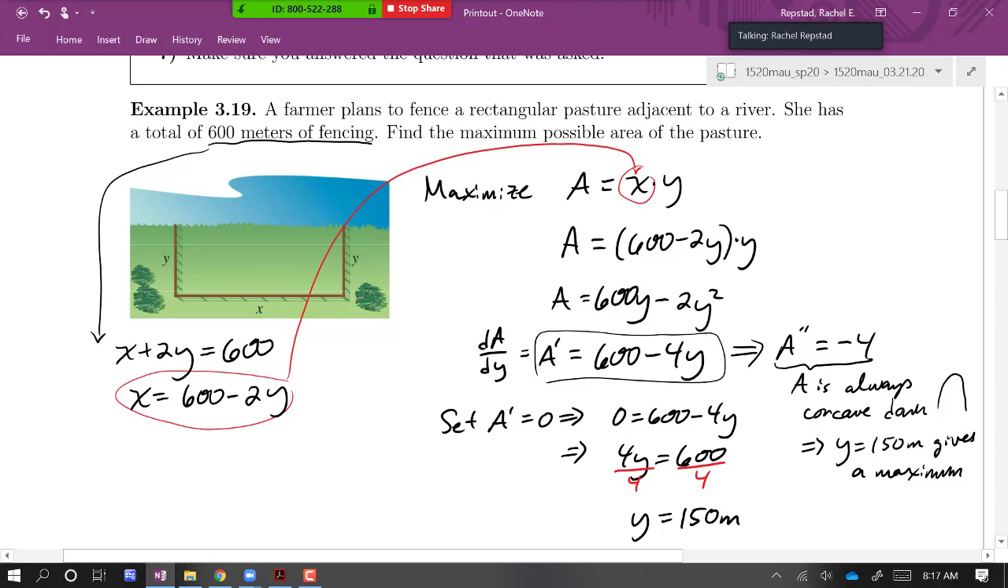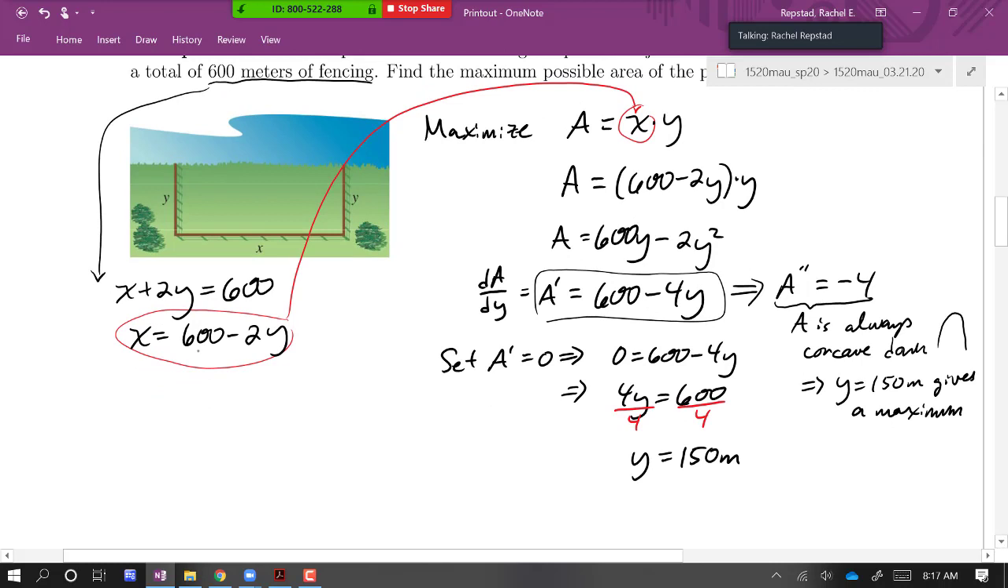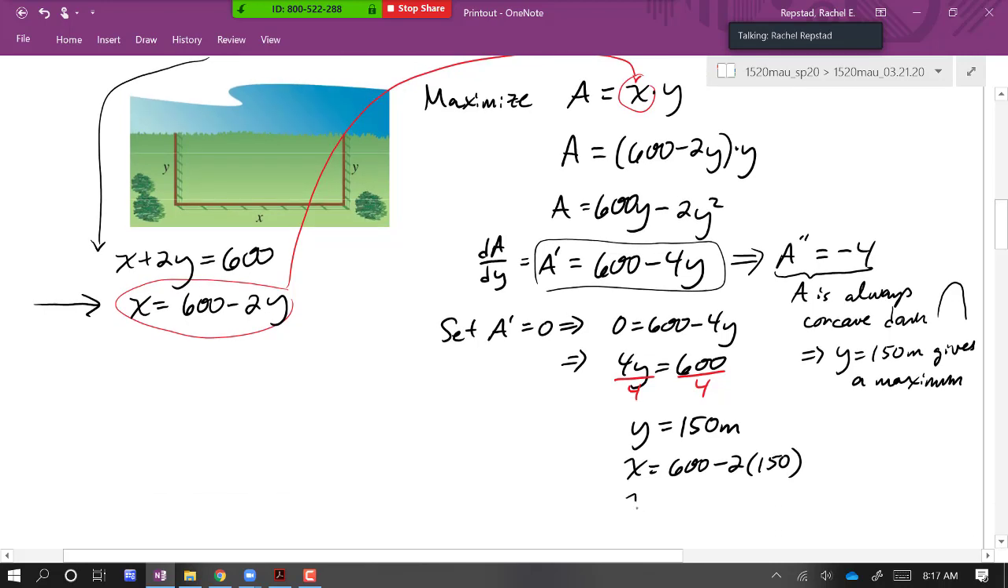So I could find the other dimension now. If y is 150, then I could use this expression for x that we used at the beginning to figure out what our length x is. 600 minus 2 times 150. We get 300.